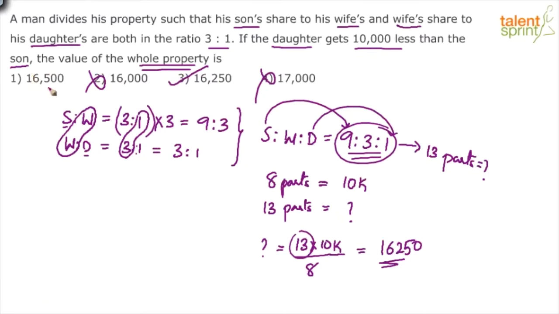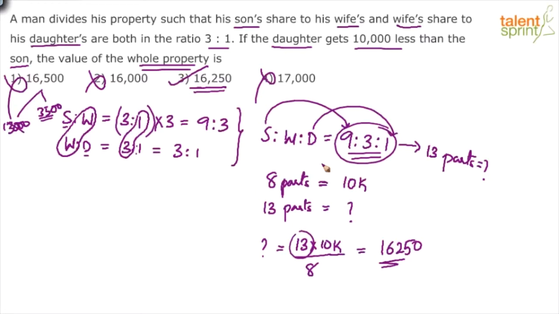Is 16,500 a multiple of 13? No. Because in 16,500, if you break it as 13,000 plus 3,500, you know that 13,000 is a multiple of 13. But 3,500 is not a multiple of 13. So even this gets eliminated. Only option left out is 16,250. Okay. So either do the complete calculation or just go for elimination. Alright, so the answer here is option 3, 16,250.